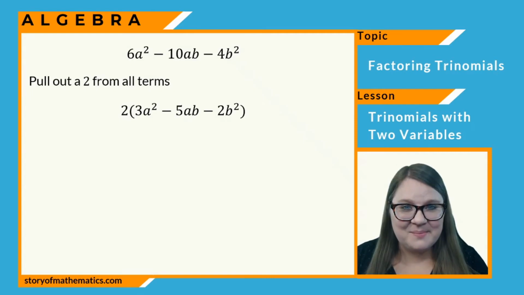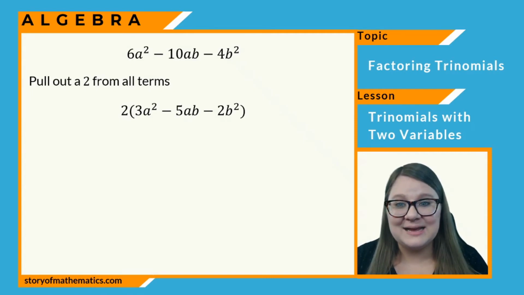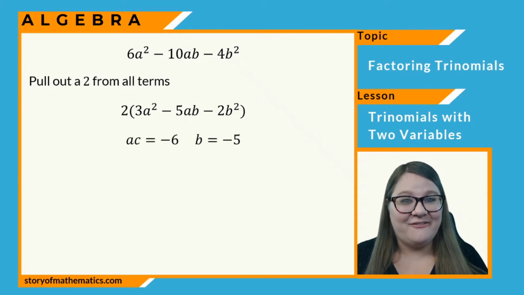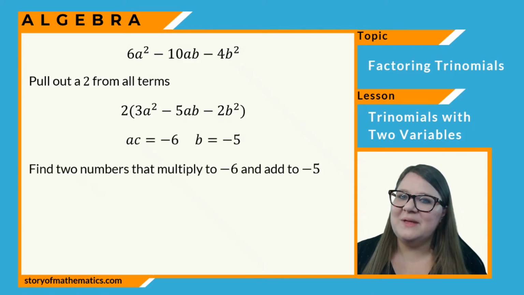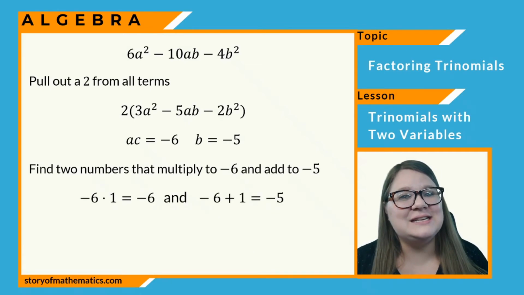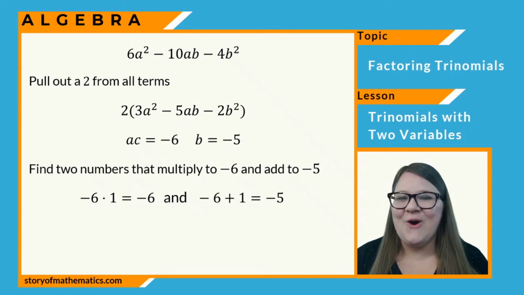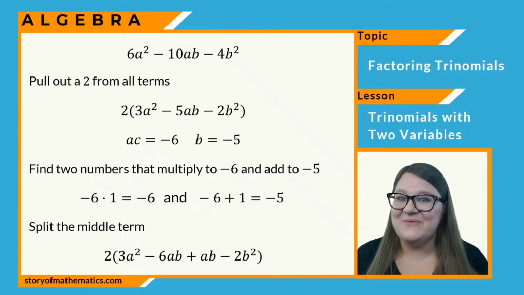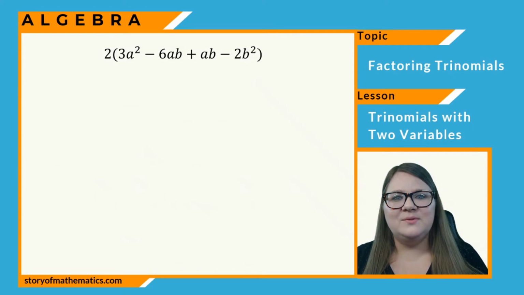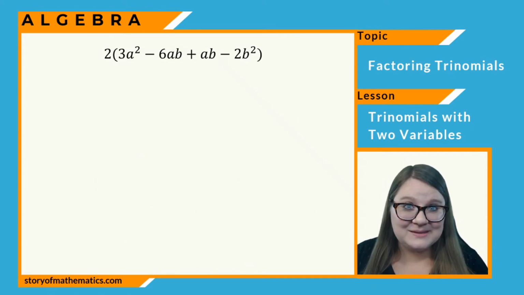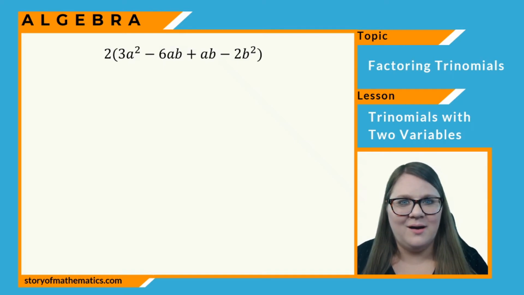Now, looking inside my parentheses though, I'm going to identify my a times c is 3 times negative 2, or negative 6, and my b is negative 5. What two numbers multiply to negative 6 and add to negative 5, you wonder? Well, I got negative 6 and 1. So I can split that middle term of minus 5ab to be minus 6ab plus 1ab. Now that I've done that, I'm going to be able to factor by grouping. Again, notice my 2 is on the outside of the parentheses for this whole problem from now on.